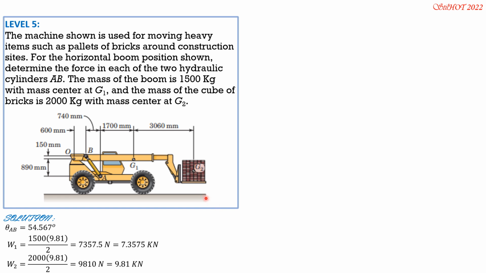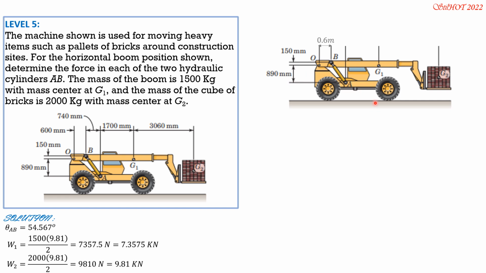We then put it on the FBD of this portion. We have O as our moment center here. So we have FAB. Then let's resolve FAB into horizontal and vertical components. The horizontal is FAB cosine of 54.567 leftward, and we expect it to be in compression pointing towards B, the force AB, and the vertical component is FAB sine of 54.567 degrees, and the moment arms are already there.